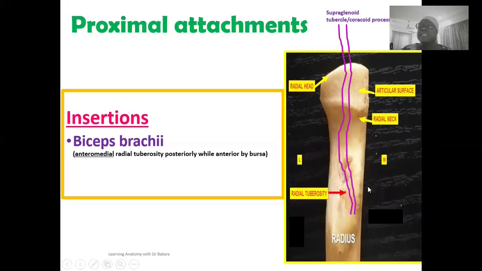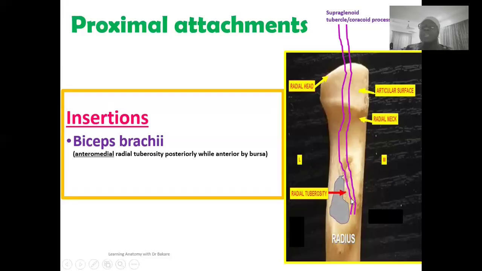So if this image is directed anteromedially, we then see the common tendon of the biceps brachii finally inserted on the radial tuberosity, but it is specifically seen to insert on the posterior region of the radial tuberosity. And it is important that we highlight this in case we are asked during examination. While in the anterior region of the radial tuberosity, this space is created for a bursa.